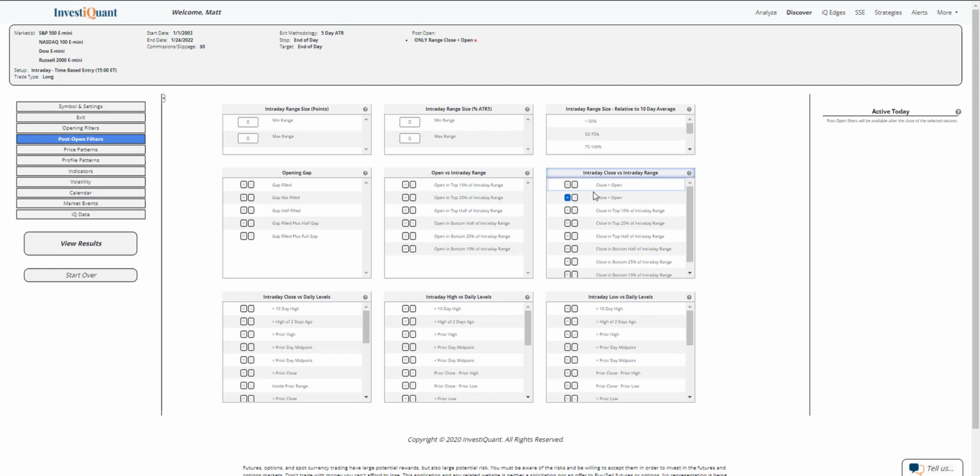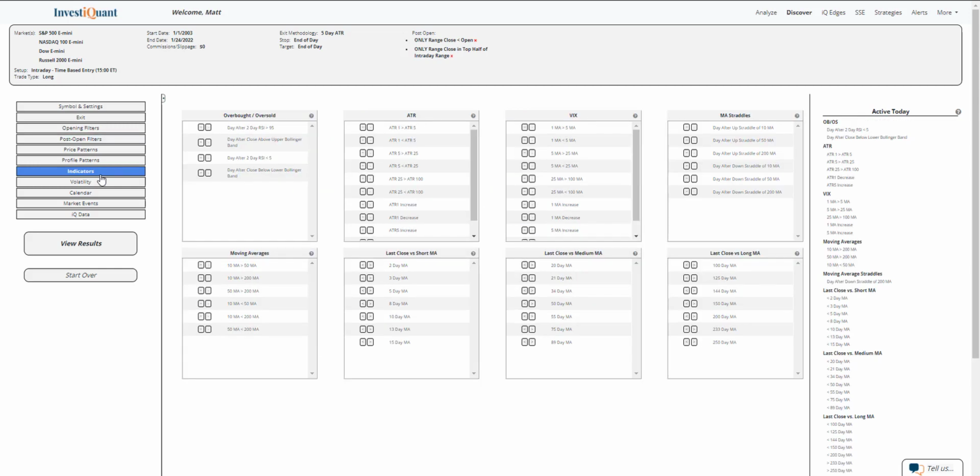So what I need to do is select this close below open in the intraday close versus intraday range category here, and that's going to mean that the price at the time of entry, which I've got set to 3 o'clock, is below the opening print for the session, but I'm also going to say it is in the top half of the intraday range. So close in top half of intraday range, I've selected that by hitting equals next to it. I've added both of those to the test.